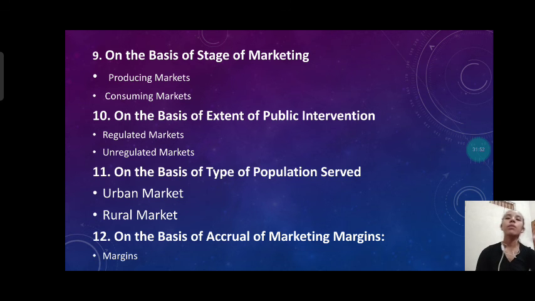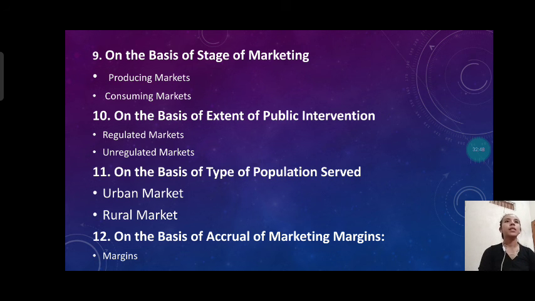The ninth component is on the basis of stage of marketing, which is classified into two categories: the producing markets and the consuming markets. Producing markets are those which mainly assemble the commodity for further distribution to other markets. Consuming markets collect the produce for final disposal to the consuming population, and are generally located in areas where production is inadequate or thickly populated, in urban centers.